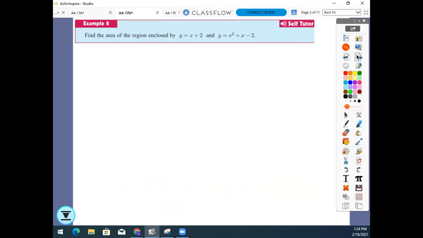Okay, so getting the actual values is kind of tricky. A lot of times you won't have the area, so the first thing we have to do is find where these two functions intersect. So we want to figure out where this equation meets this equation. I'm just going to set them equal.